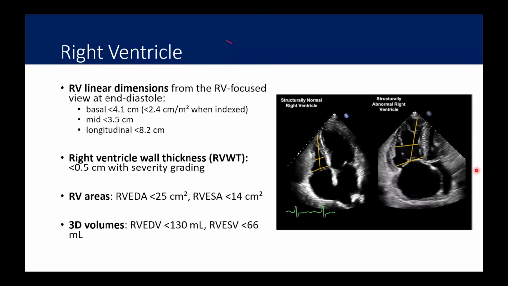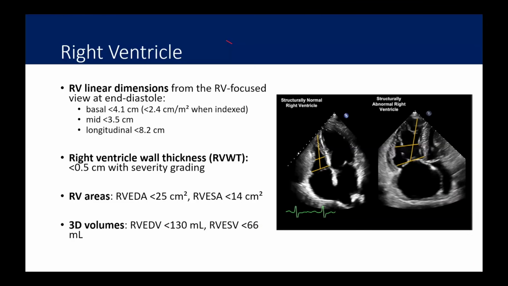In regards to area, they recommend getting your end diastolic area and your end systolic area, with normal defined as less than 25 and less than 14 centimeters squared, respectively. And finally, something that's new is they recommend getting 3D volumes as well, defined as an end diastolic volume of less than 130 milliliters or an end systolic volume less than 66.